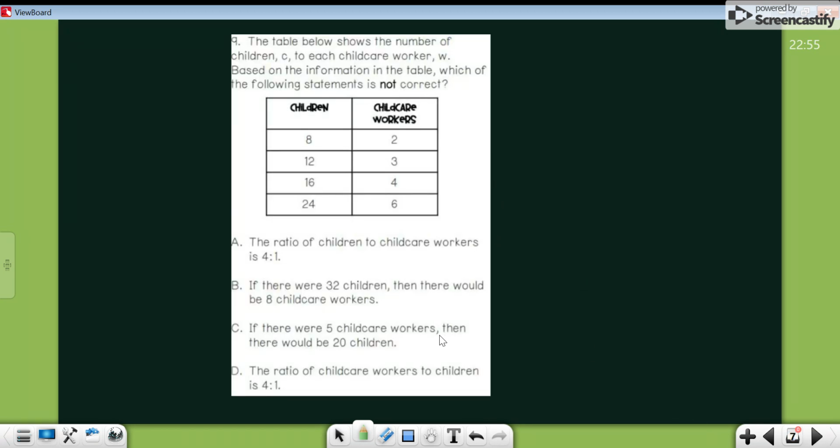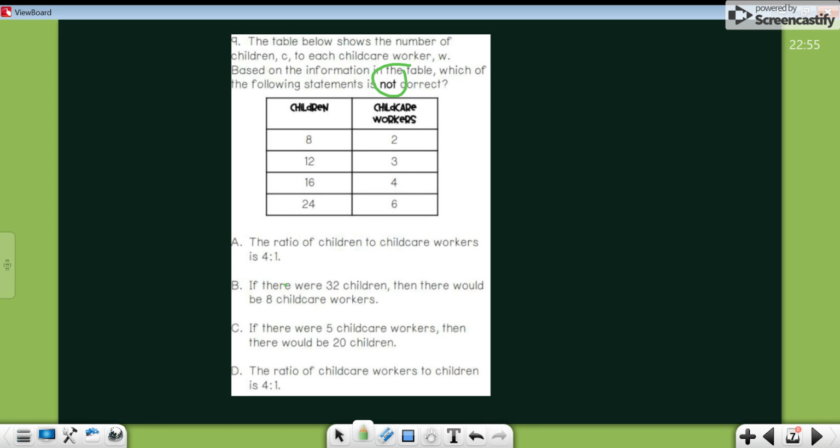Okay, the table below shows the number of children, C, to each child care worker, W. Based on the information in the table, which of the following statements is not correct? Well, since I'm looking for a not correct, I know that I'm going to have 3 trues and a false.